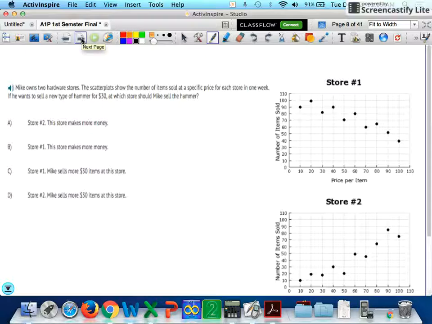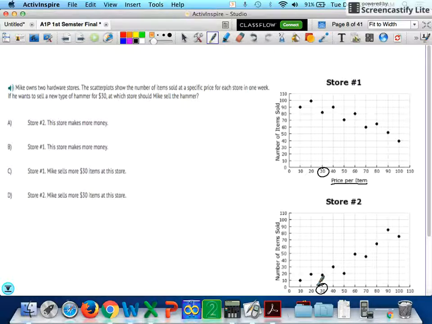Number 8, this is about the best way I can get it to fit on this screen. I apologize for that. It's a really, really long problem. So he owns 2 hardware stores. These scatter plots show the number of items sold at specific prices for each week. If he wants to sell a new type of hammer for $30, at which store should he sell the hammer? Okay, so the thing is, we're looking at the price of the item, and he wants to sell something at $30. He wants to know which store he should sell it at.